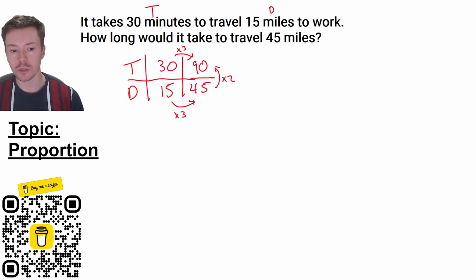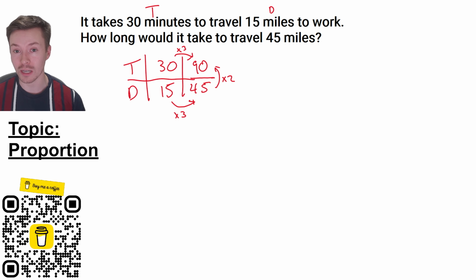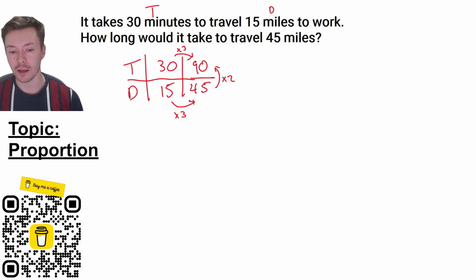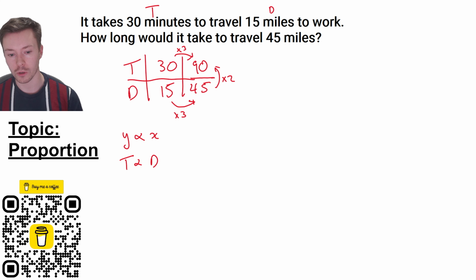Now I'm going to show you some notation here, which might be familiar, but it will probably be incorporated into exam questions that you might see, and they might ask for equations, so you might have to do this. You might not be able to just use this table. So you might see something like y is proportional, and that's what that symbol means, to x. Now, in the case of this question, we've got t and d, so we've got that t is proportional to the distance. Time is proportional to the distance.